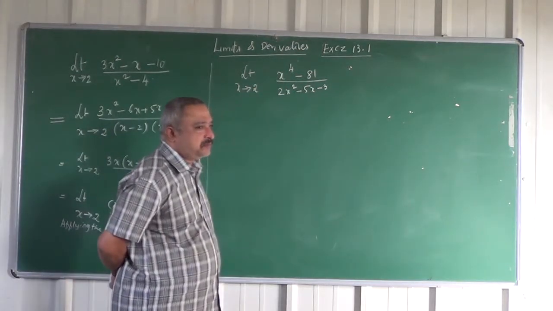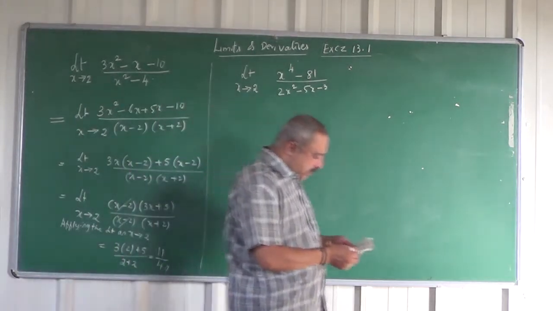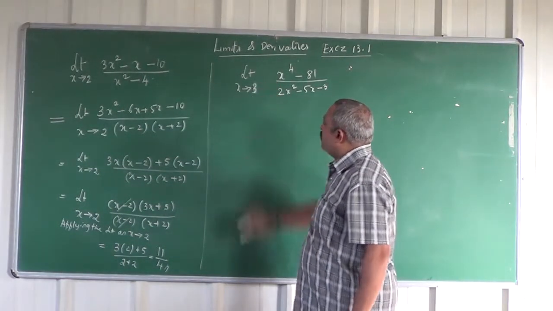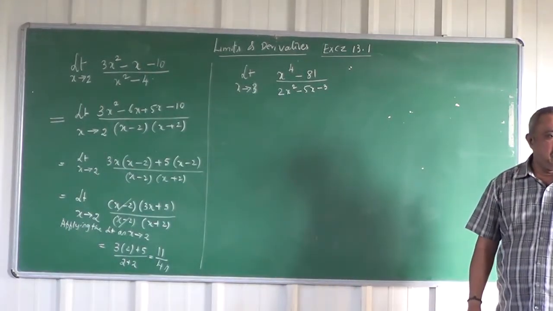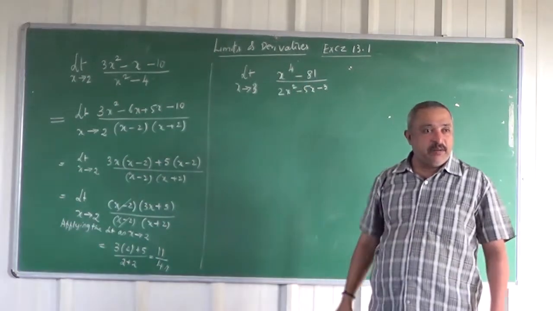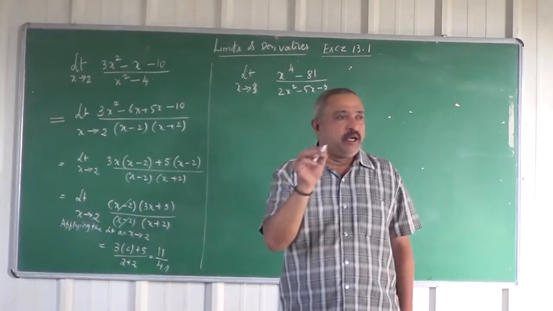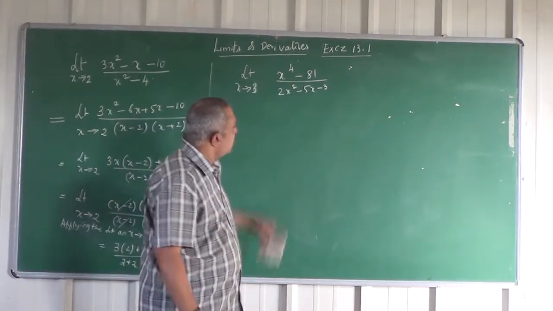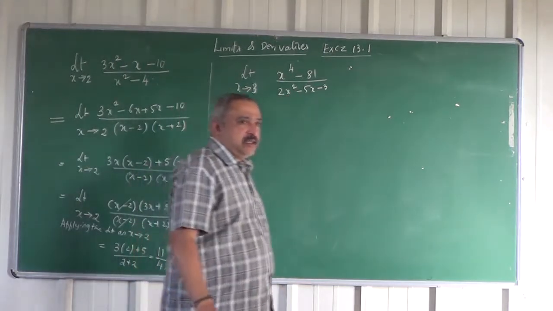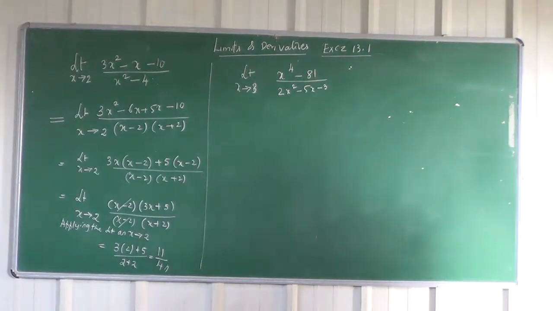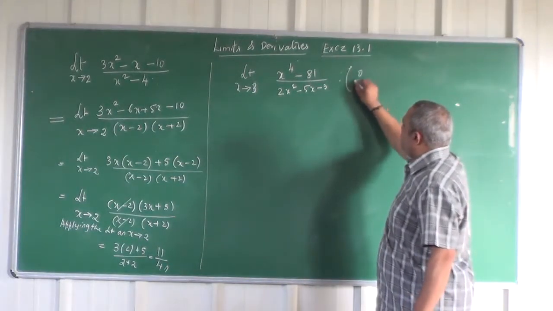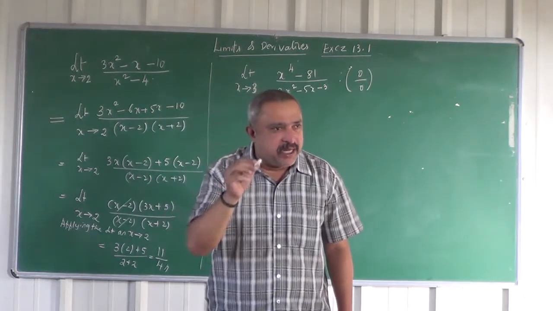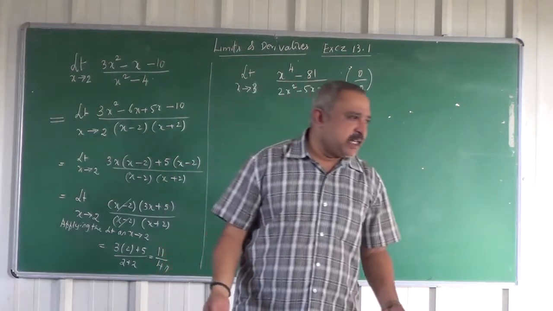What is the denominator also? This is tending to 3, not 2. Now you see, 3 to the power of 4 is how much? 81. 3 to the power of 4 is 81, minus 81 is 0. The denominator is also 0. You can check that. So it is 0 by 0 form. So I just write that, indicating that by direct substitution we come to know that the given limit is in 0 by 0 form. Okay, this is again a case of factorization.